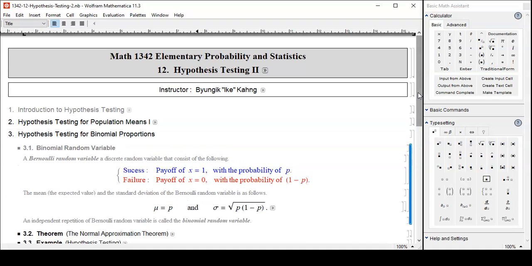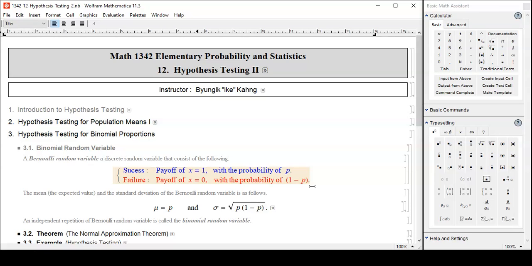A binomial random variable is an independent repetition of a Bernoulli random variable, defined like this. Outcomes 1 or 0 and nothing else, and the probabilities p and 1 minus p and nothing else. Just 1 or 0, perfect for the digital world.